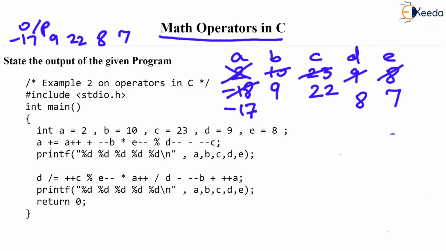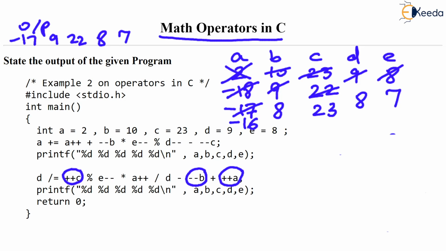So first plus plus C. Look, I am solving only right hand side right now. So plus plus C is going to make C back to 23. Correct? Then minus minus B. You see, this is also prefix. So B will become 8, B will decrease, and plus plus A, you observe, this is also prefix. So A will increase by 1, so it will become minus 16. Okay. So all the prefixes we have solved.